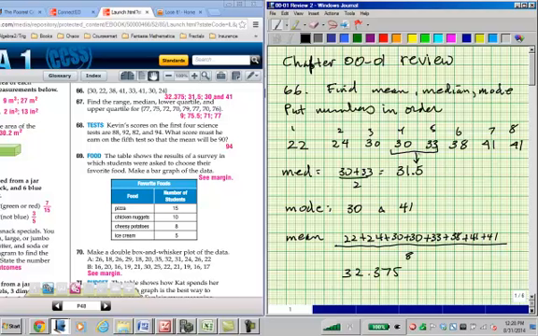Now the mode is simply whichever numbers occur the most. If each number only occurred once, you wouldn't have a mode. You wouldn't say I had 8 modes or whatever. But since 30 occurs twice and 41 occurs twice, we'll say that we have modes of 30 and 41.